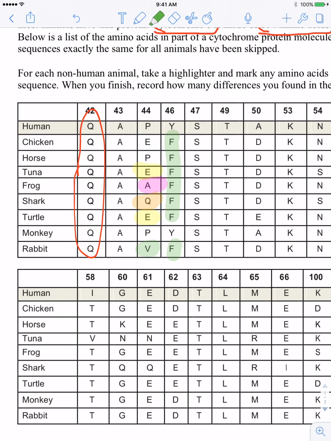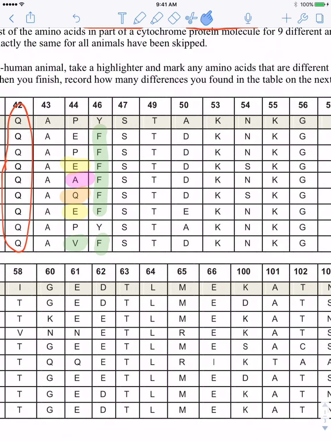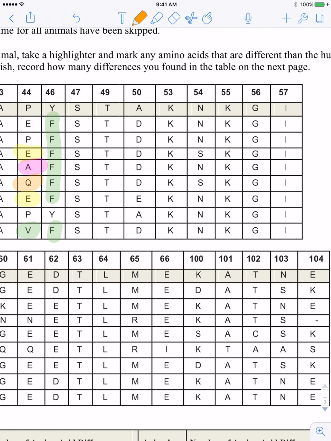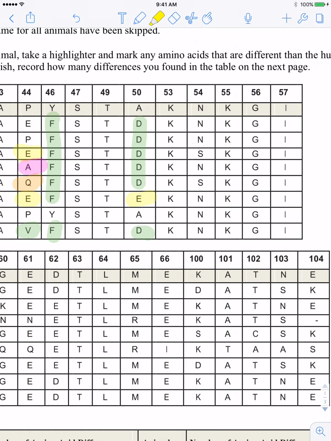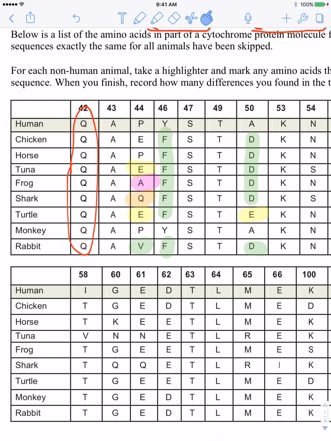And then if we go to 47, everybody has an S. 49, everybody has a T. 50, we have some mix-ups. So we have A, but everybody else seems to have something different except for the monkey. So we're going to highlight all the D's. And then we're going to choose a different color for our E and do this. So what you're seeing is how there are differences between the chicken and the horse and the tuna, frog, shark, turtle, monkey, and rabbit from us.